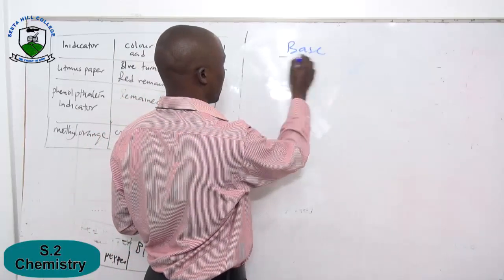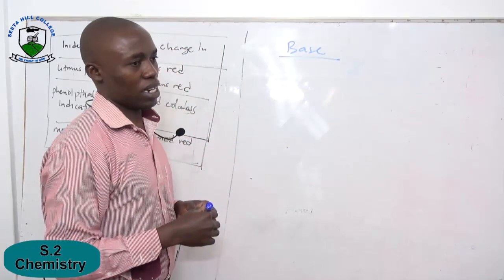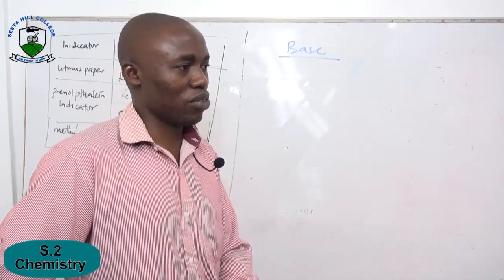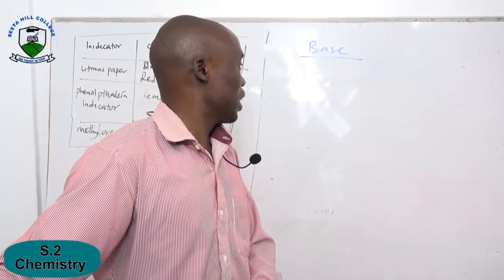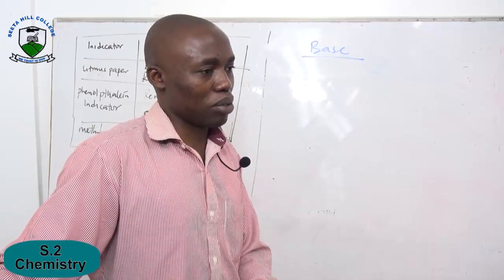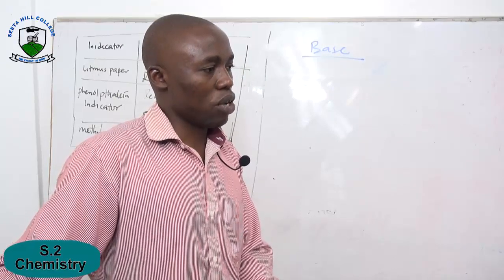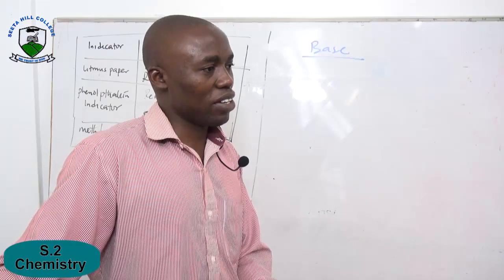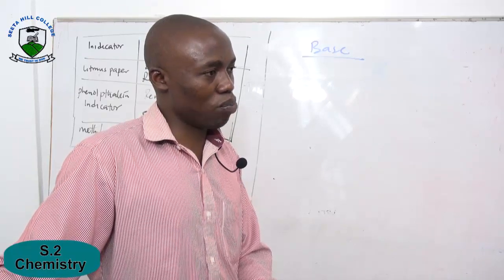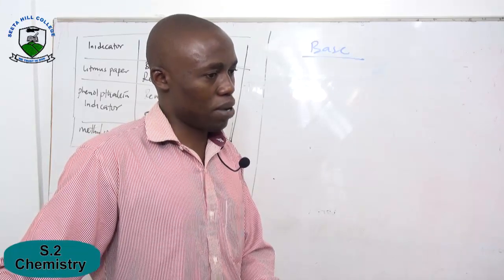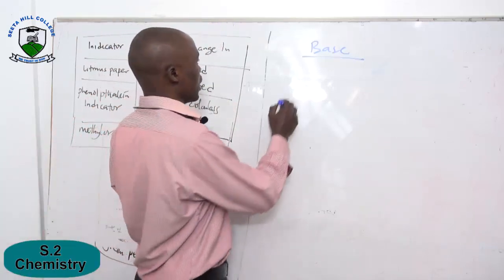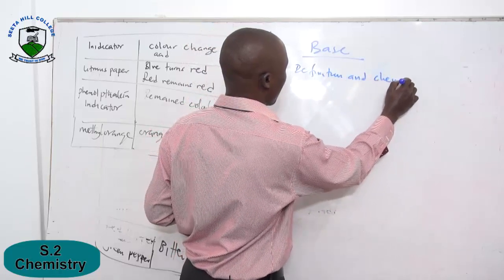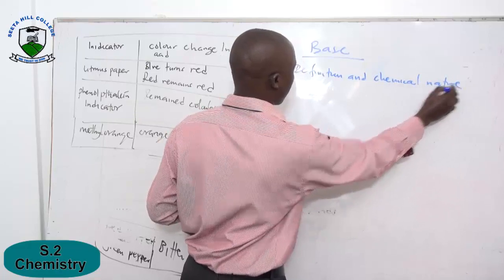What is a base? Now we're saying that a base is a substance that is formed when an acid reacts with... let us pause a bit. We have been seeing behind there that a base can react with an acid to produce a salt and water. Now, under bases, we want to see the definition and the chemical nature clear.